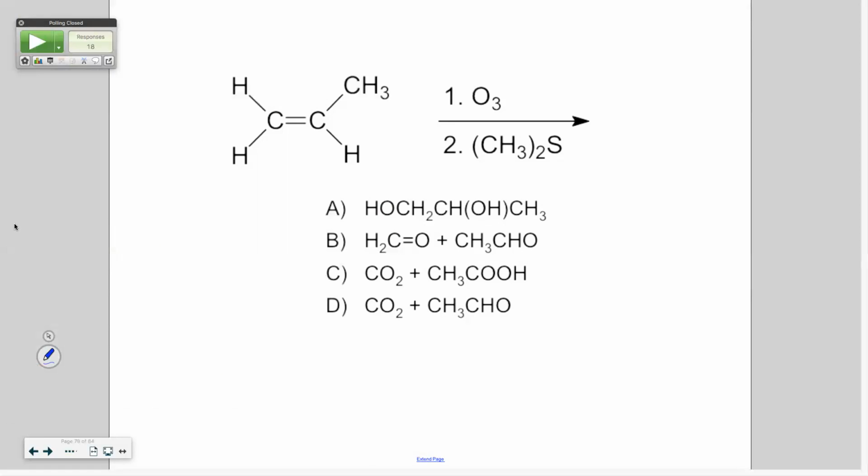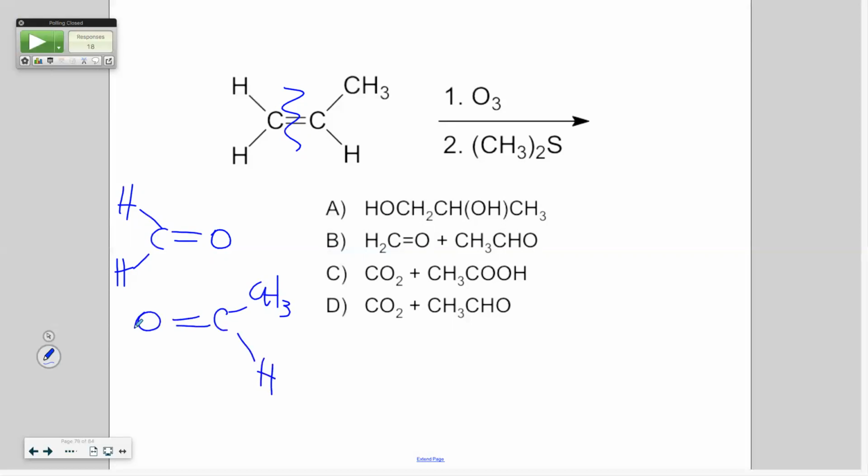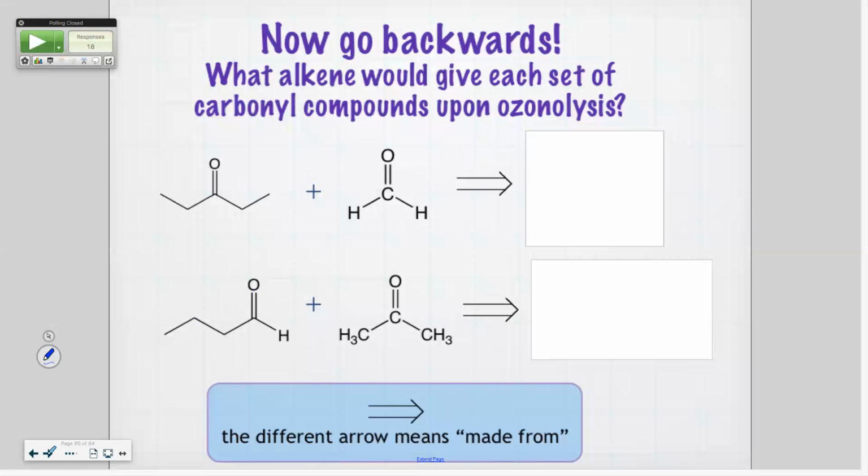All right, so we're breaking it here. From the left side, I'm gonna get that. From the right side, I'm gonna get that. Okay, so to speak. Okie dokie. We getting it? That would be good because we're going to go backwards.